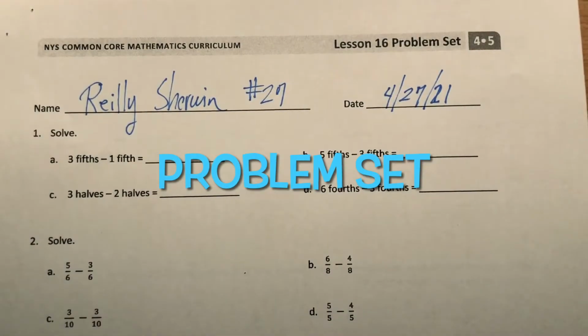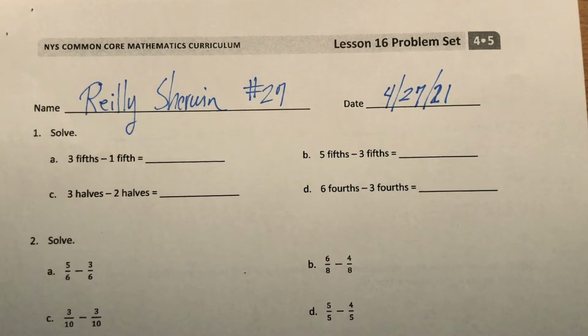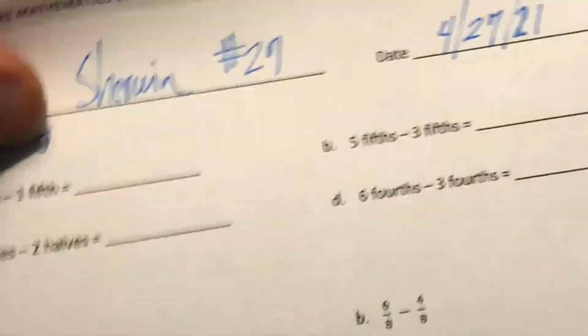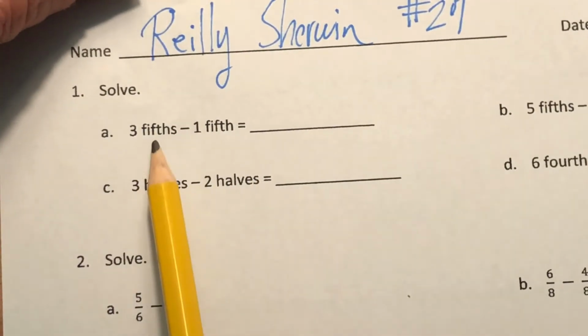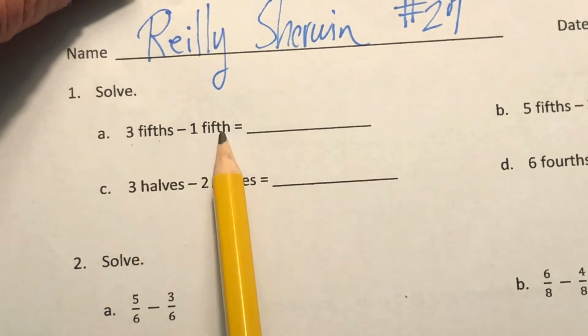All right, so here's our problem set. We're just going to learn basically adding and subtracting fractions using the same units, okay? And the units are right here. Let me zoom in on the first one for you. This is a fraction kind of in word form, 3/5 and 1/5. And what does that look like?